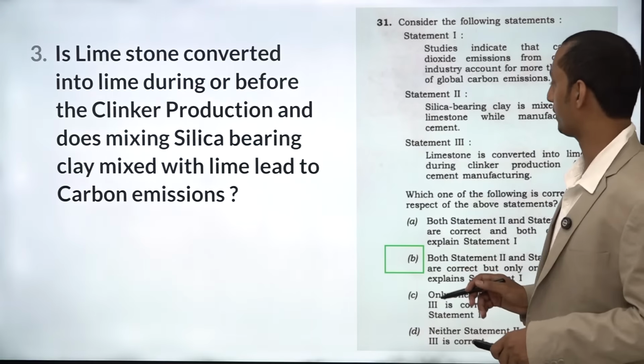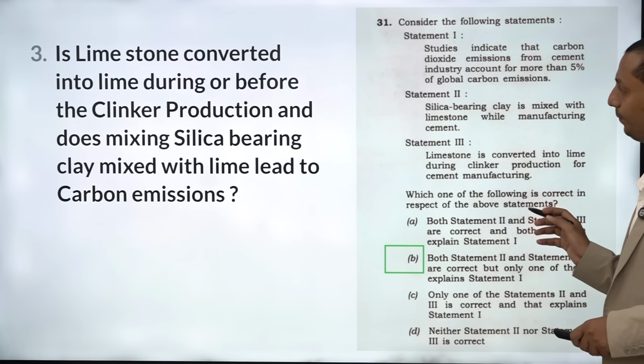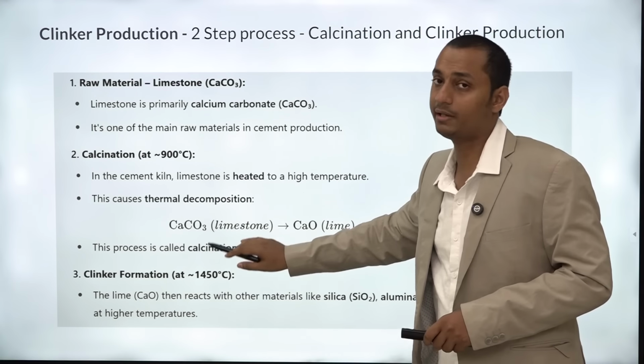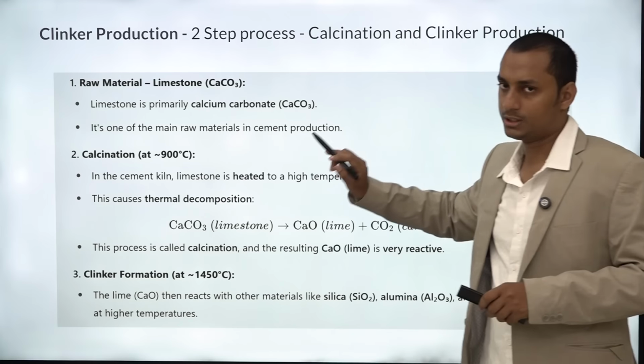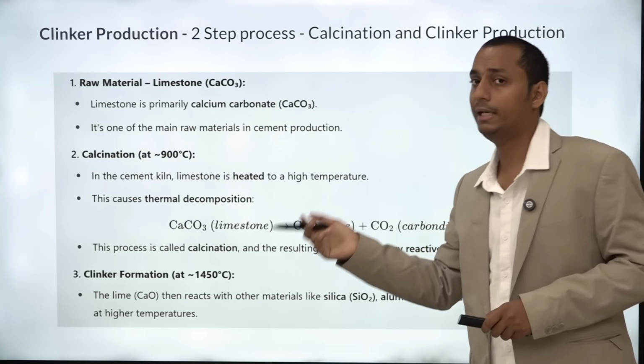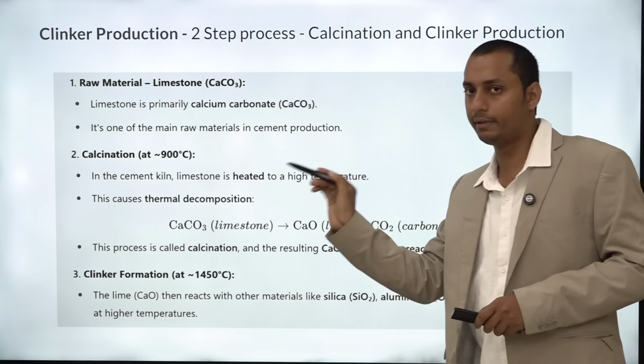So where was I? Yeah. So the clinker production mentioned here is a two-step production. The first one is known as calcination and the second one is clinker formation. In the calcination process, the limestone is converted into lime. In the second process, which is the clinker formation, the lime is converted into clinker.